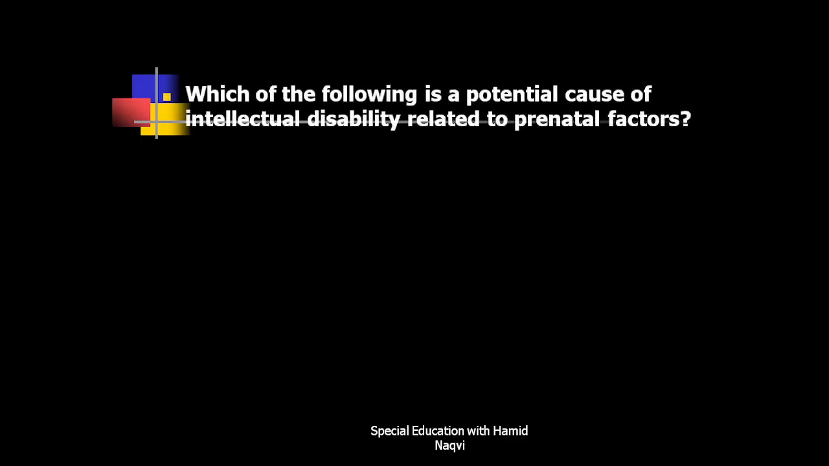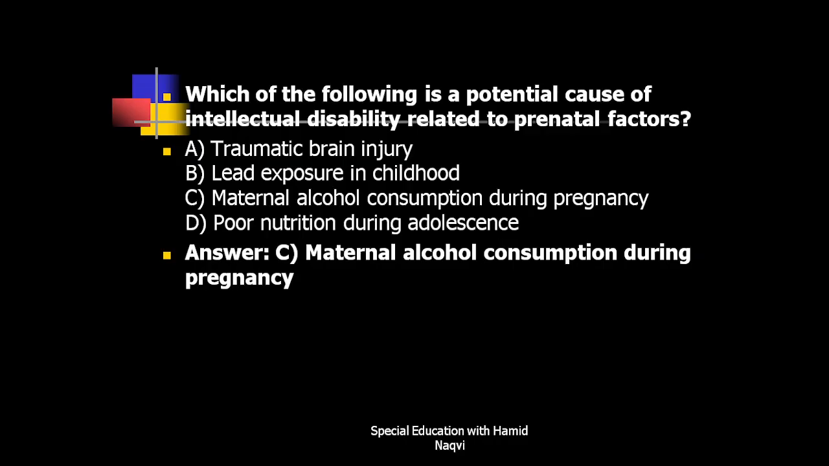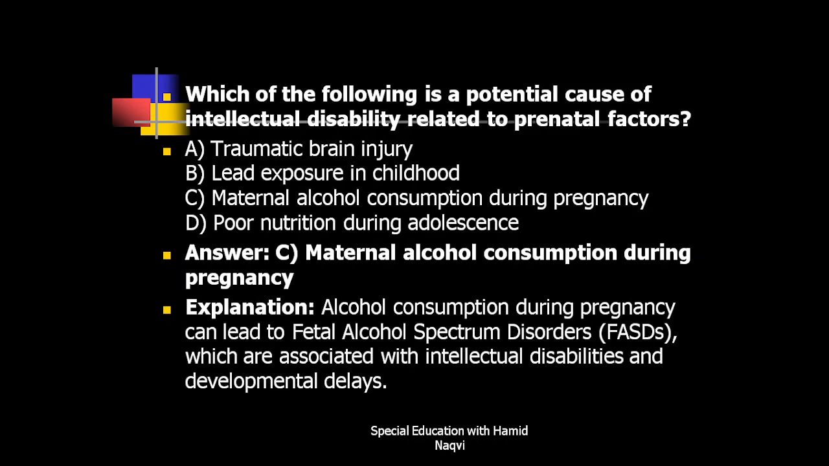Next MCQ is: which of the following is a potential cause of intellectual disability relating to prenatal factors? Traumatic brain injury, lead exposure in children, maternal alcohol consumption during pregnancy, poor nutrition during adolescence. Answer is maternal alcohol consumption during pregnancy. Alcohol consumption during pregnancy can lead to fetal alcohol spectrum disorders, which are associated with intellectual disabilities and developmental delays.